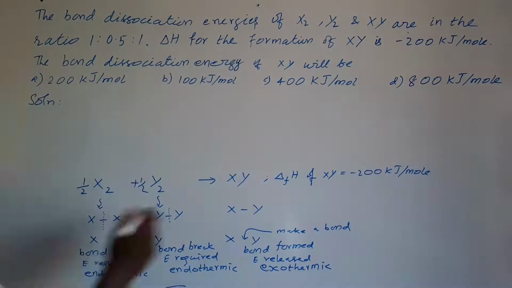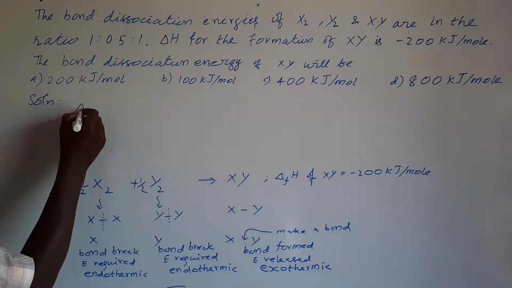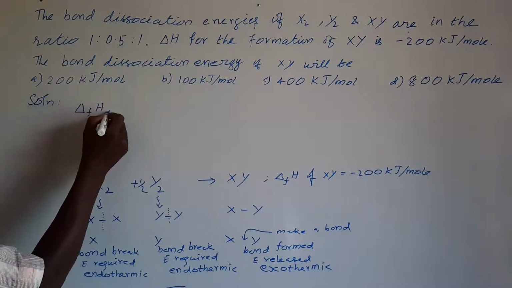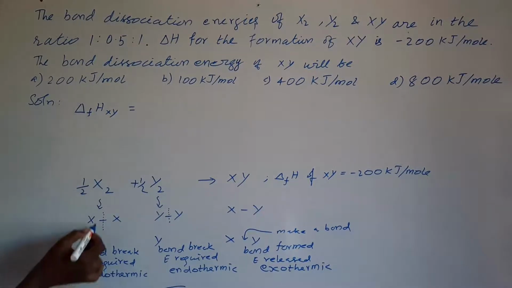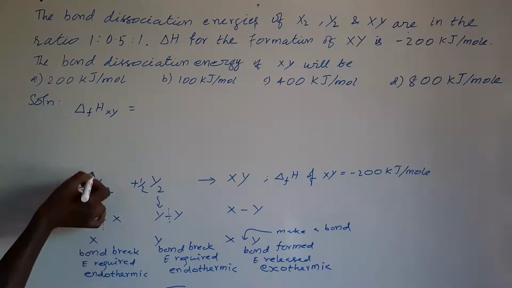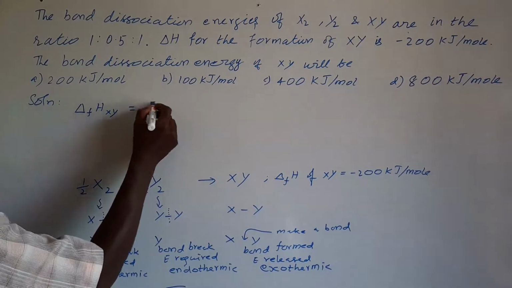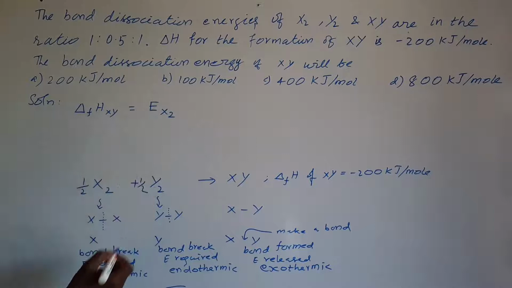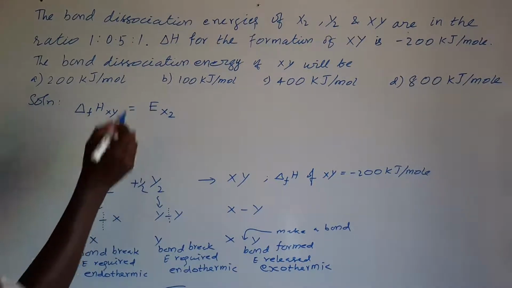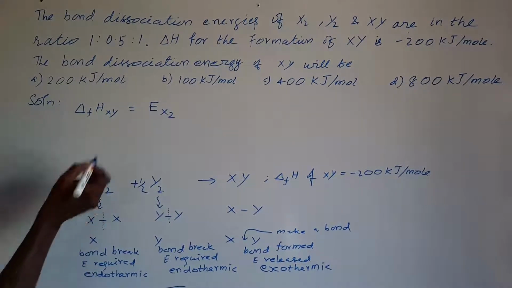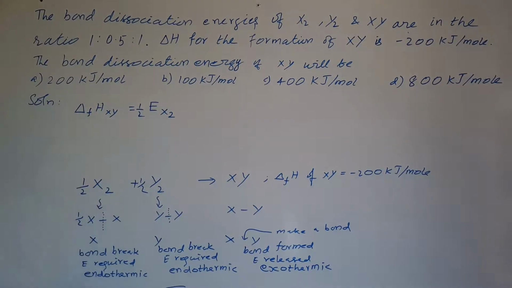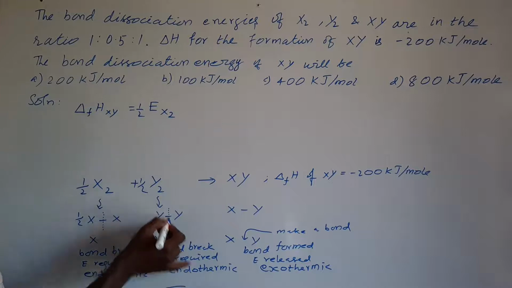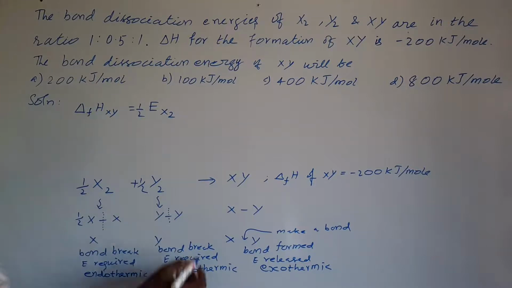Now we will take this delta H, the enthalpy of formation of XY, that is equal to the energy required to break this bond. This is endothermic, therefore plus. How many moles? Half mole, so we will take half. Here also, to break this bond, energy is required. This is endothermic, and endothermic means we write positive.